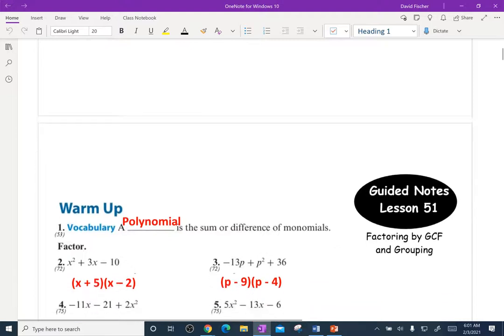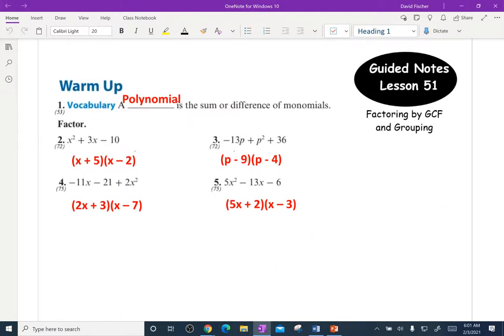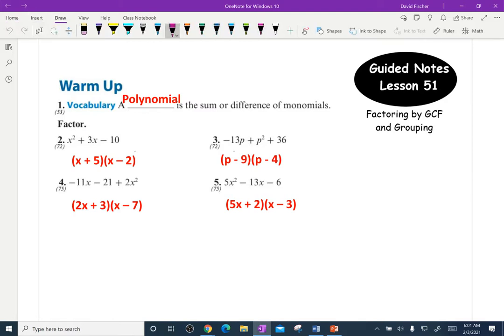I just have the printed version here. Polynomials, the sum or difference of monomials. Okay, we call them a polynomial. First one there, I'm hoping you factored that one quite easily and quickly. Number 3, I got p minus 9 and p minus 4. Again, you had to put the p squared first and then do all your factoring from there. You had to go p squared minus 13p plus 36. So I wanted two numbers that multiplied to 36 but added up to negative 13. And same thing on number 4. You had to put it as 2x squared minus 11x minus 21 before you started factoring.